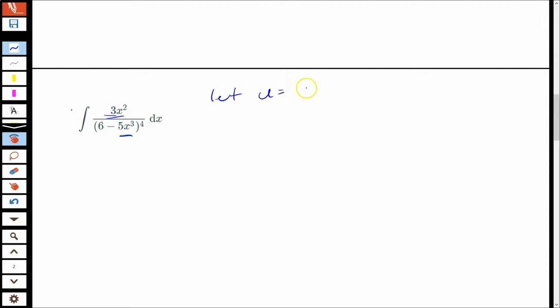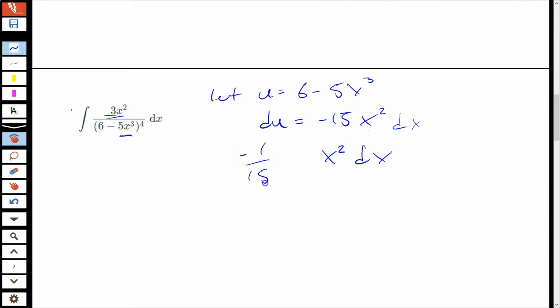Let u equal 6 minus 5x to the third, and then du, well, du is going to be negative 15x squared dx. Okay, so those are my substitutions. And then I'm going to make x squared dx, I'm going to isolate that. So negative 1/15 du is equal to x squared dx. And notice we're going to be able to plug that in a second.